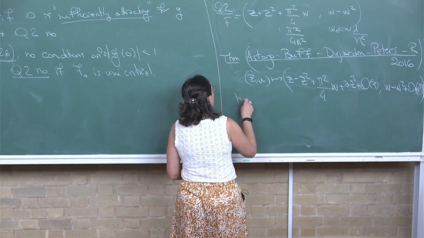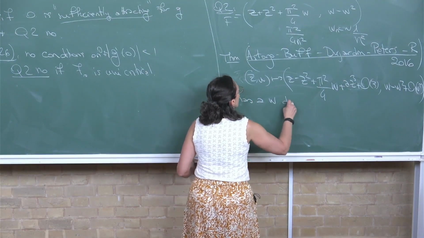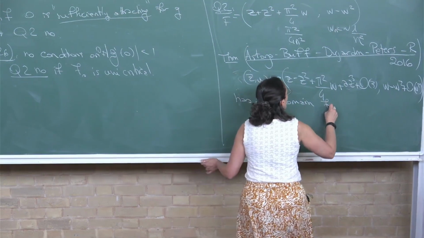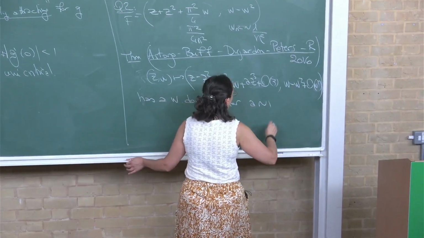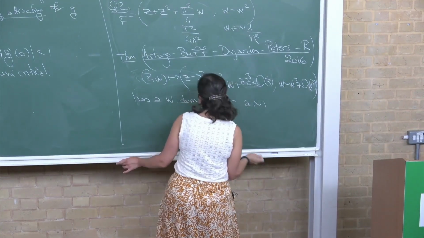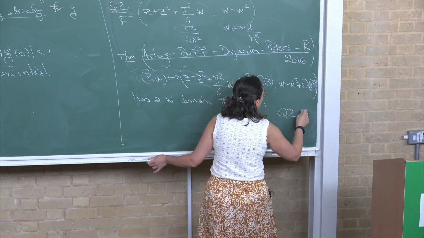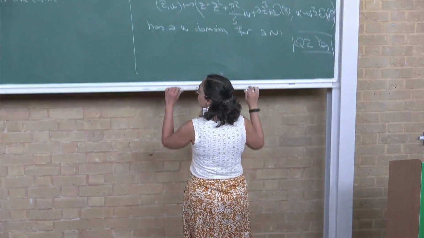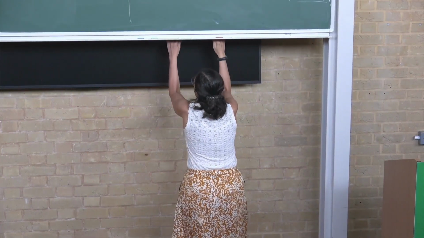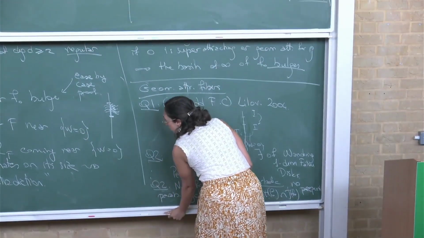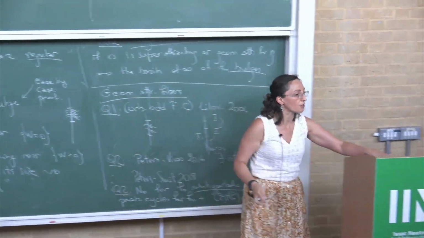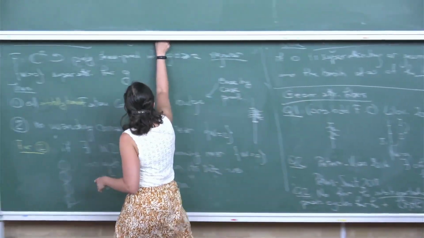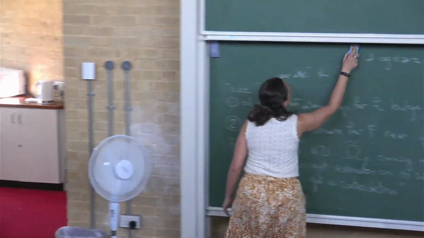So this has a wandering domain for a close to 1. And essentially, question 2, the answer is yes. So it's not that we were not good enough in trying to generalize Sullivan's result to higher dimension. It is simply not true. And the proof is quite elementary, I would say.